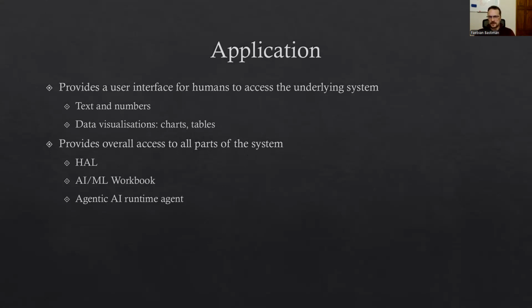It typically comprises text and numbers, which are visible on the screen for human consumption, and also certain visualizations like charts and tables and maybe images. Now, this also provides access to all the parts of the system that are relevant to us in this application. So the hardware abstraction layer, the AI ML workbooks, and the agentic AI runtime agent will all be accessed through this one application.